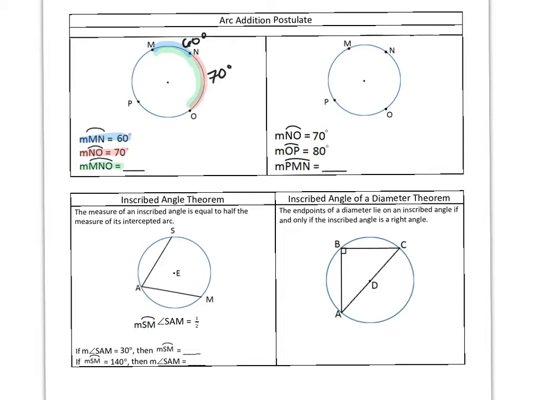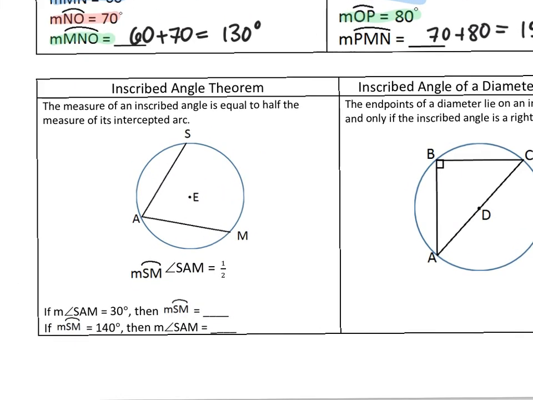All I have to do, since I know MN is 60 and NO is 70, is add 60 plus 70, and that's 130. So my green arc here, MNO, is 130 degrees. Why don't you pause it and try it with the next one? So once again, we add our two arc measures together, and this time we get 150 degrees for the measure of arc PMN.